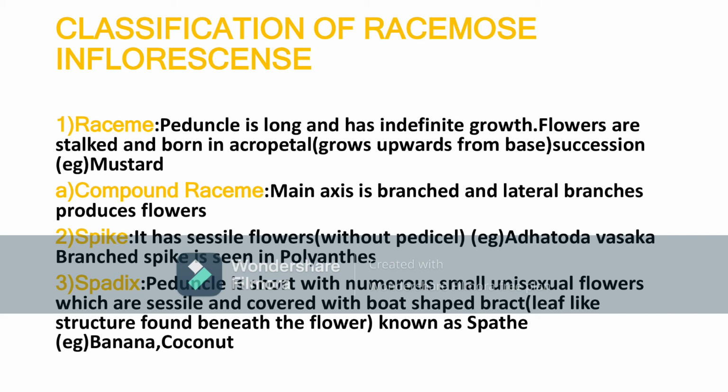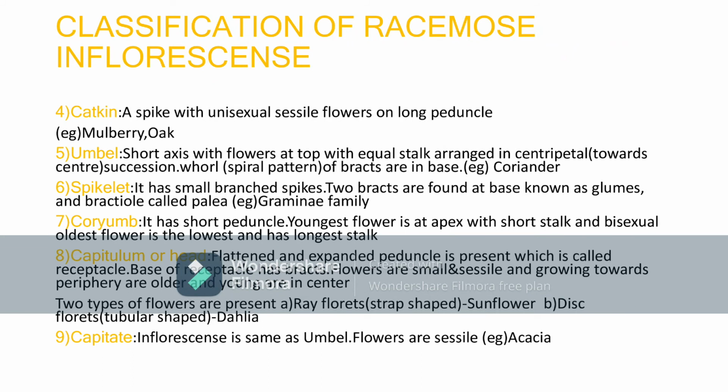Next classification under racemose is spike. It has sessile flowers. Sessile flowers means without pedicel. Example: Adhatoda vasica. The branched spike is found in Polianthes. Spadix: the peduncle is short with numerous small unisexual flowers which are sessile and covered with a boat-shaped bract known as spathe. Example: banana and coconut.